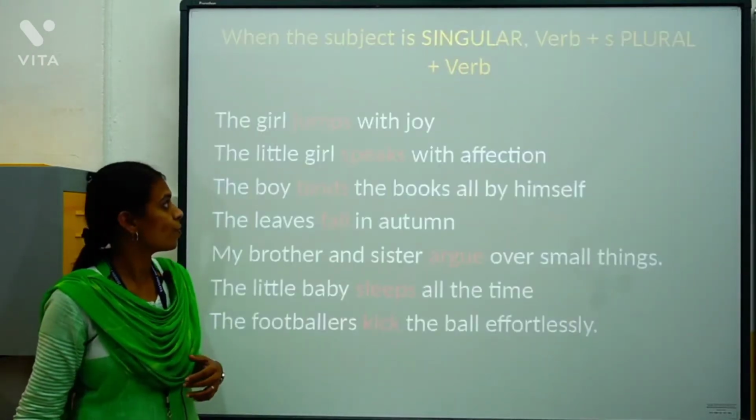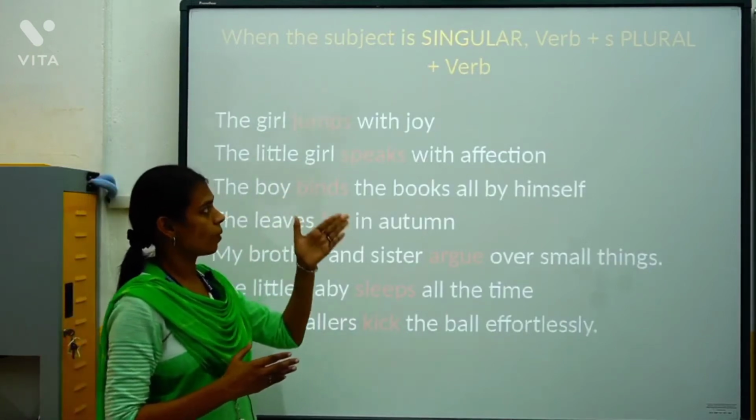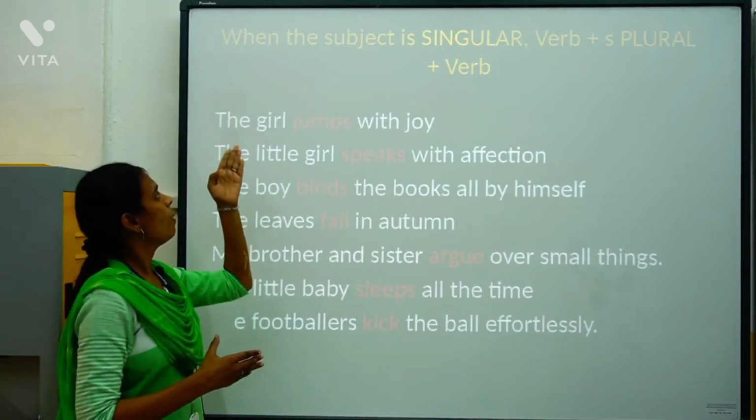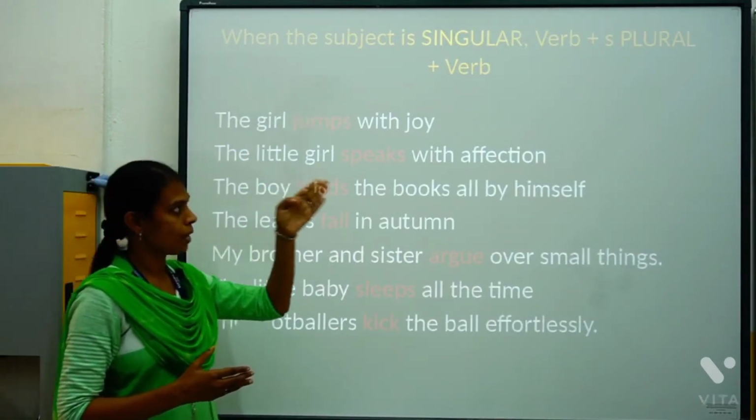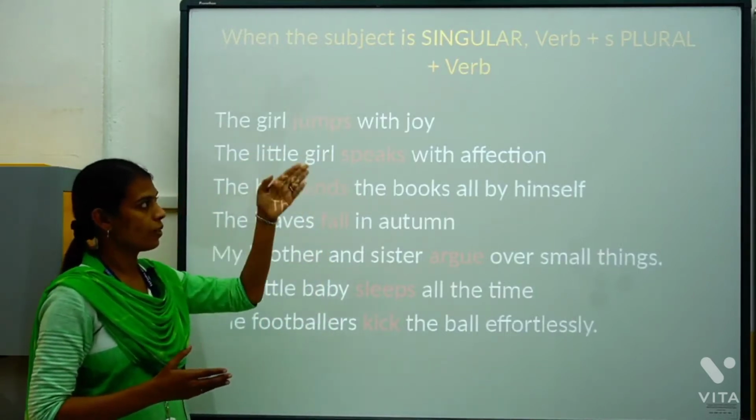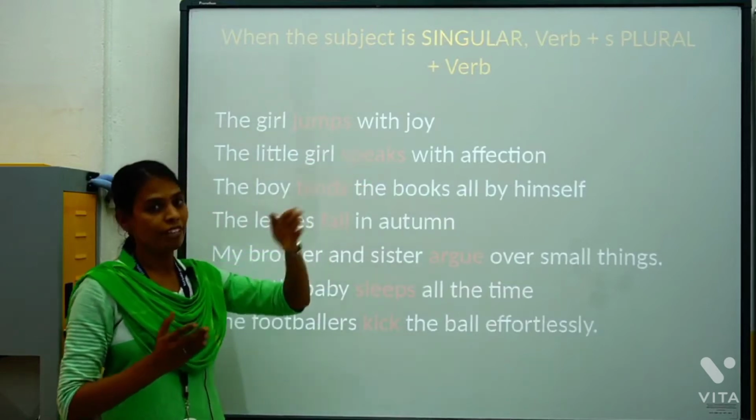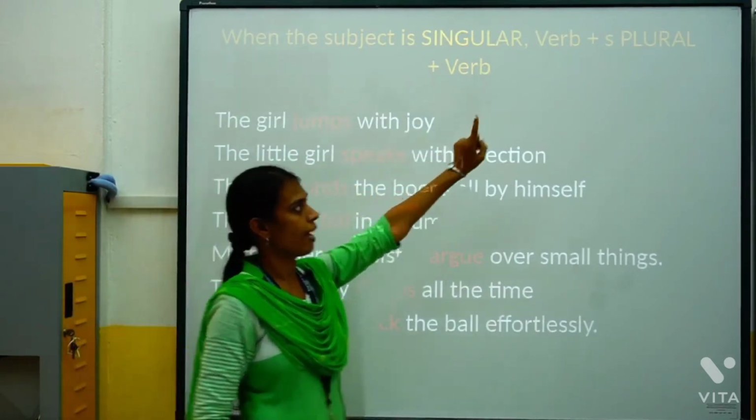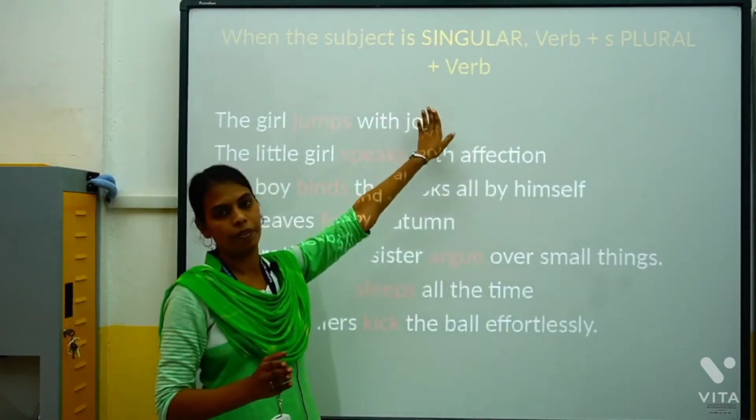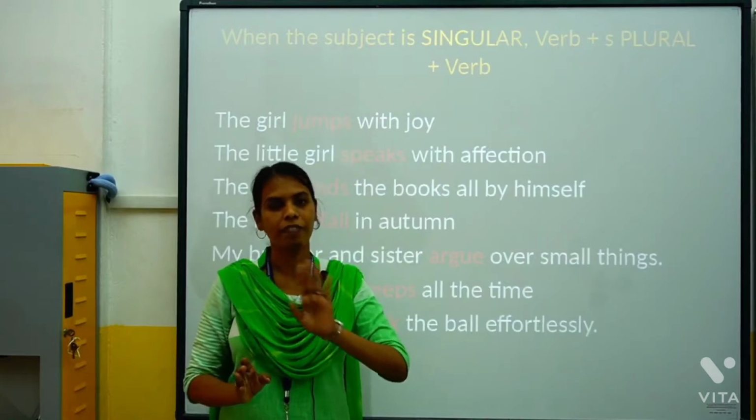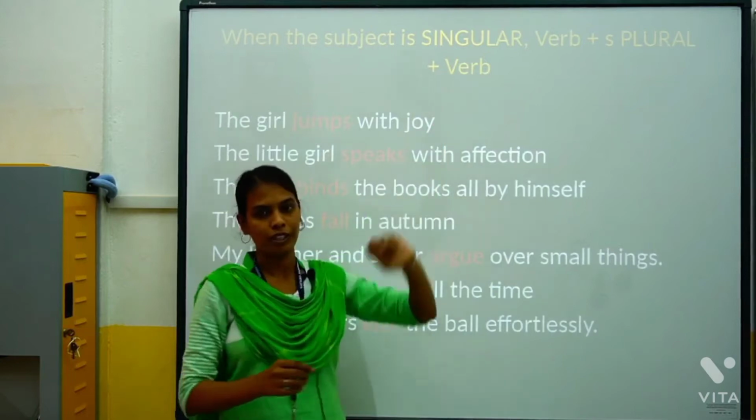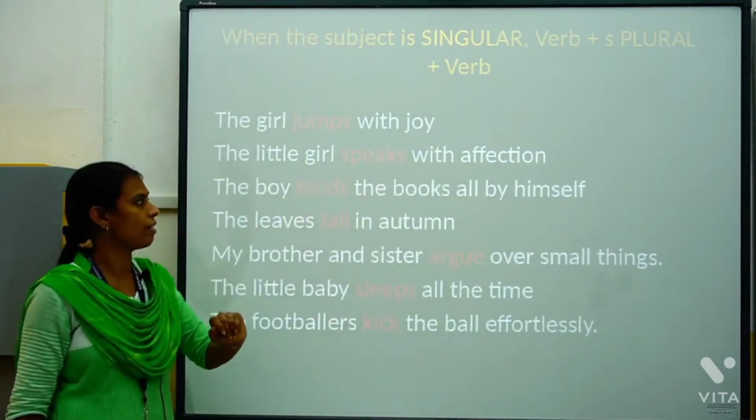Yes, hope you understood. Then I told you in the beginning the rule of subject, verb and agreement. When the subject is singular, with the verb we add s, right? When the subject is plural, we don't add anything to the verb, okay? With the verb we don't add s, but when it is singular we add s with the verb, okay? This is the rule of subject, verb and agreement.